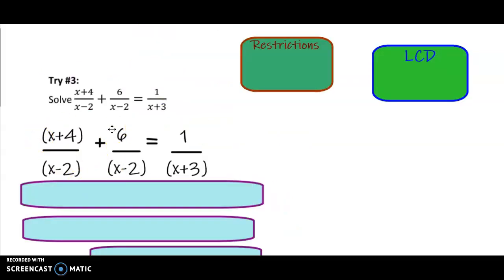For you try 3 and 4, stop the video now. I will post a second video called Rational Equation Notes Part 2 where I go through the answers to you try number 3 and number 4. So do those now and then go check out that video for those solutions.